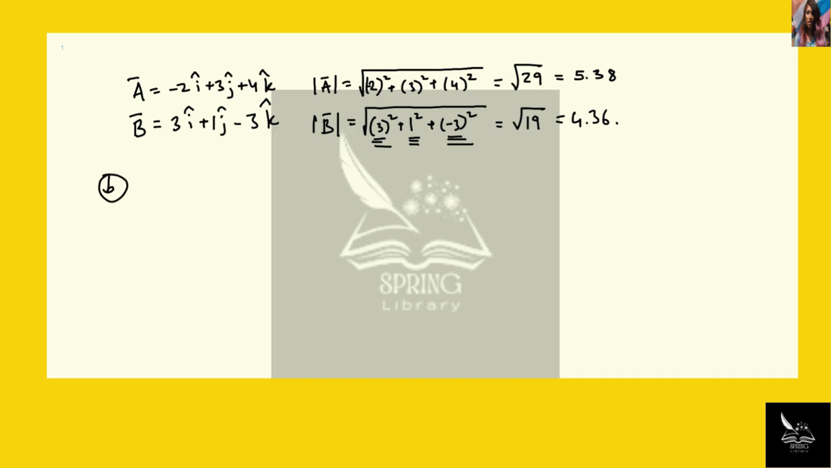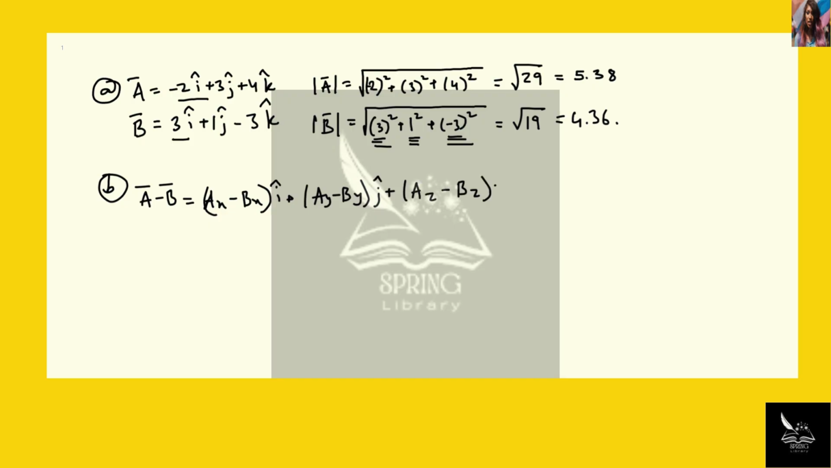Now, let's go to part B. This was part A. Part B is finding A minus B. Now, for A minus B, we simply do the subtraction component-wise. We write it as A x minus B x i hat plus A y minus B y j hat plus A z minus B z k hat.